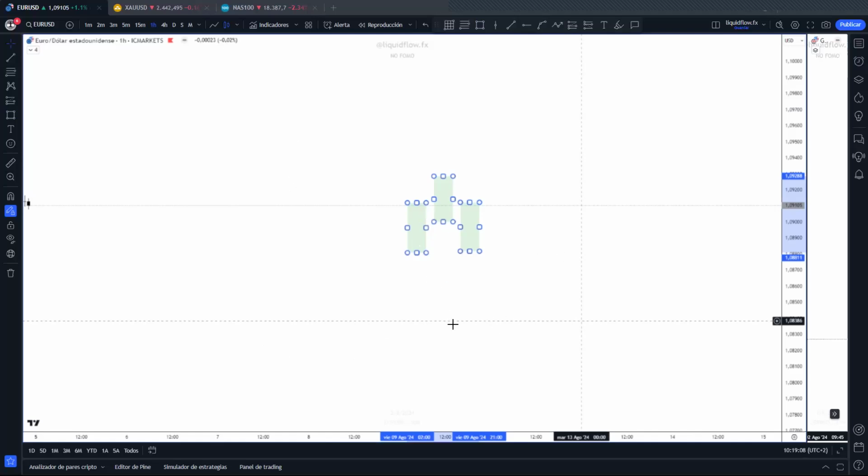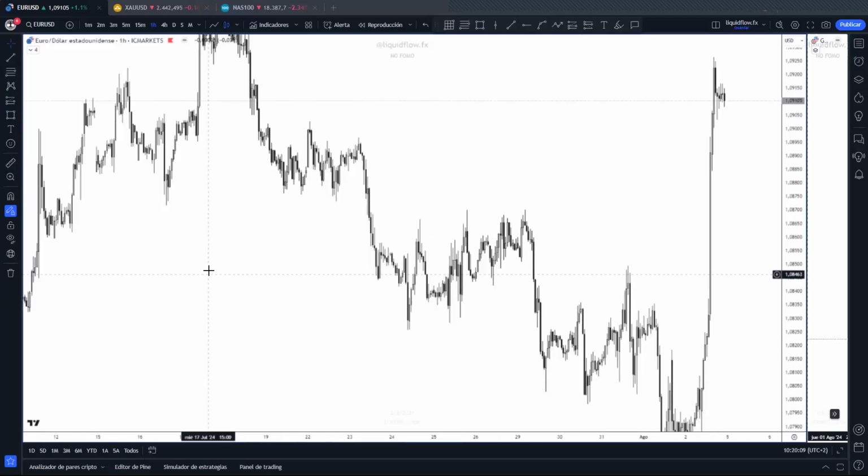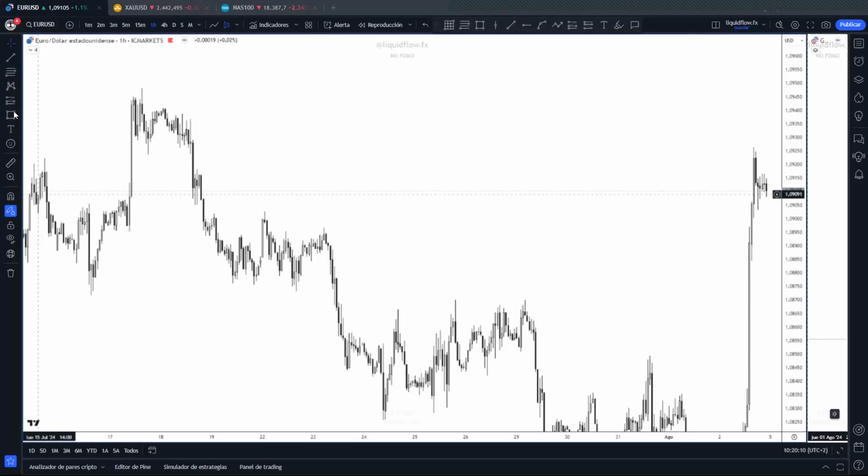Okay, we have that. As you can see, 3, 3, 3. This one here, 3, 3 here. But how are we gonna use it? First, we need to see the market structure.